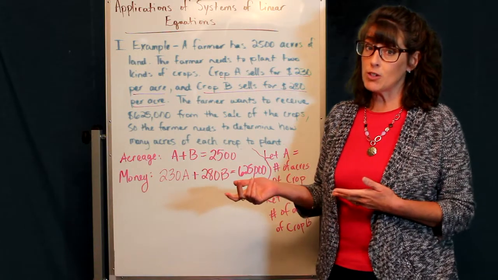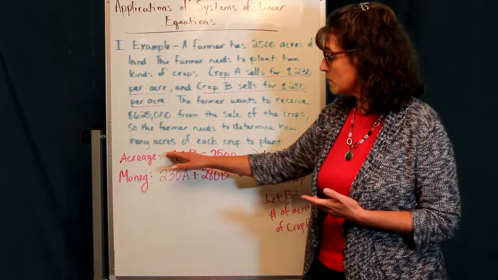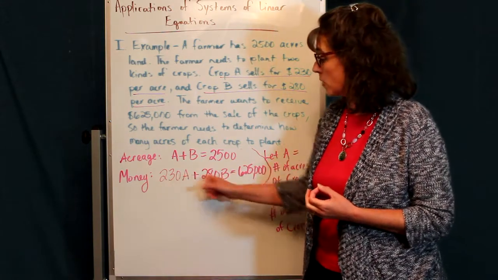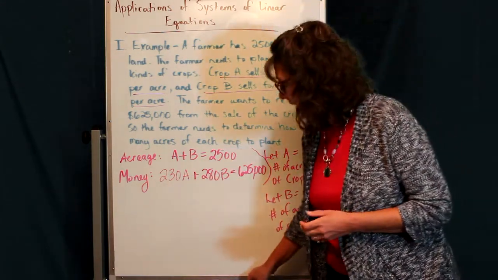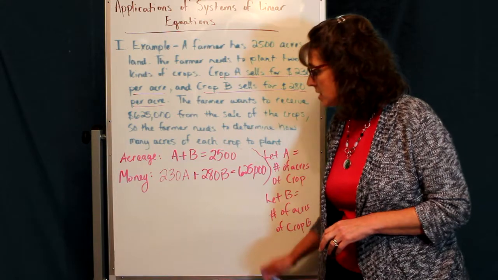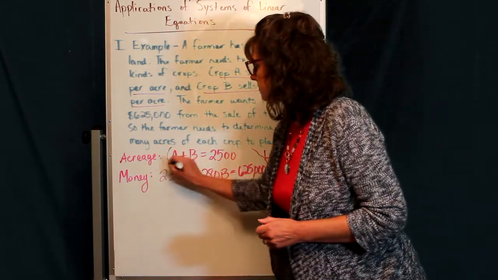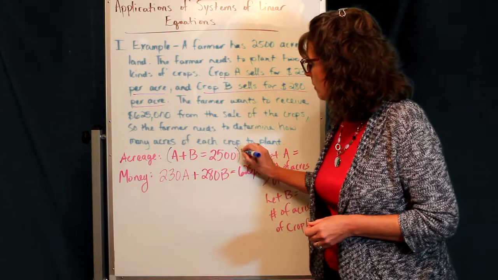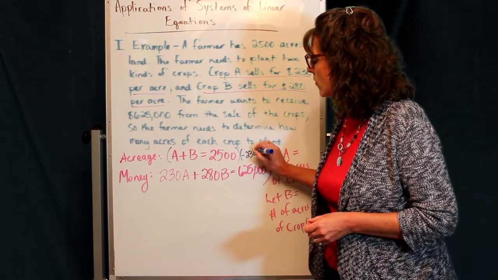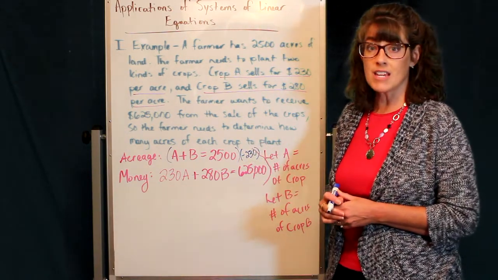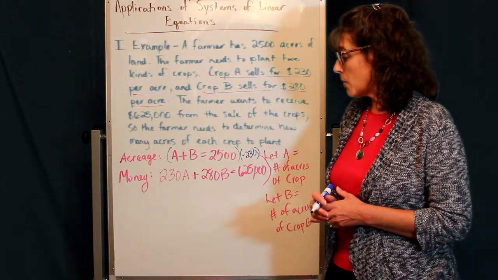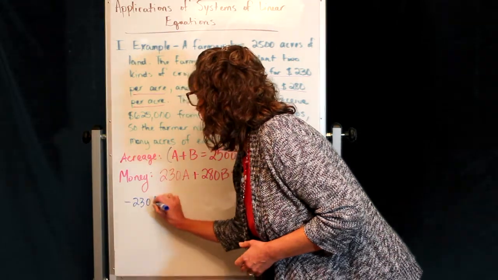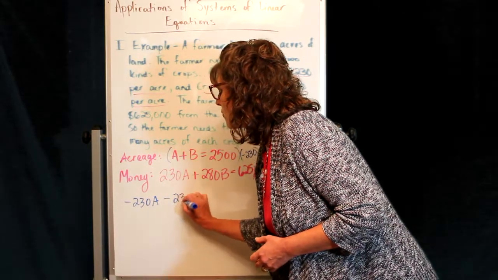I'm going to go with the method of elimination here because all I have to do is multiply this top one by a coefficient that will create an opposite either here or here. So I'm going to go with that. What I'm going to do then is I'm going to take this top equation. I'm going to try to get an opposite here on A. So I'm going to multiply it by a negative 230 in order to get things to cancel out. So when I multiply that top equation by a negative 230, I get a negative 230A minus 230B.